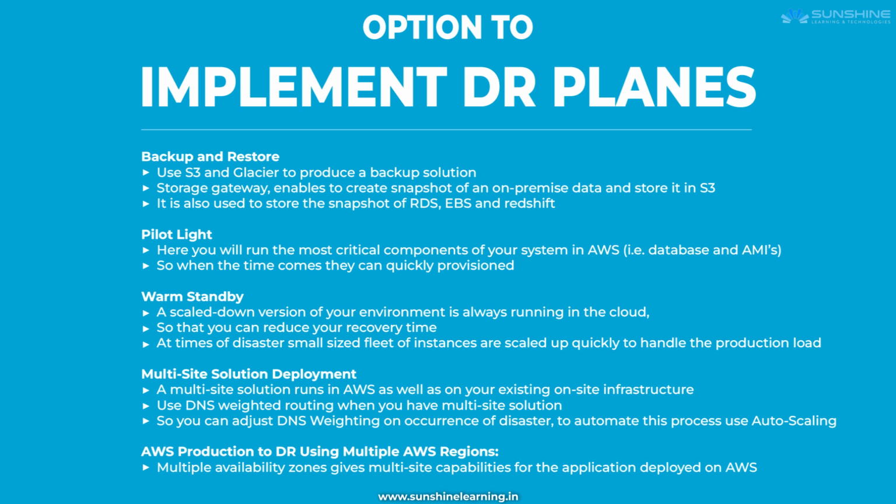And then you have AWS production to DR using multiple AWS regions. Multiple availability zones give multi-site capabilities for the application deployed on AWS. And then obviously you're going to use Route 53 for routing the traffic.